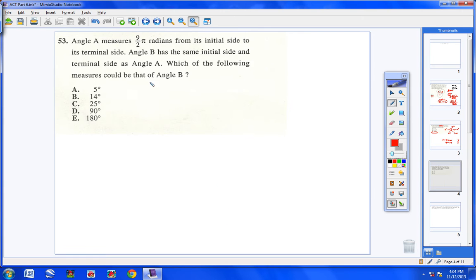All right, moving on to number 53. This is going to be pretty much a trigonometry problem, so some of you might not have had this yet. So understand that that can happen, and just do the best you can to follow along.